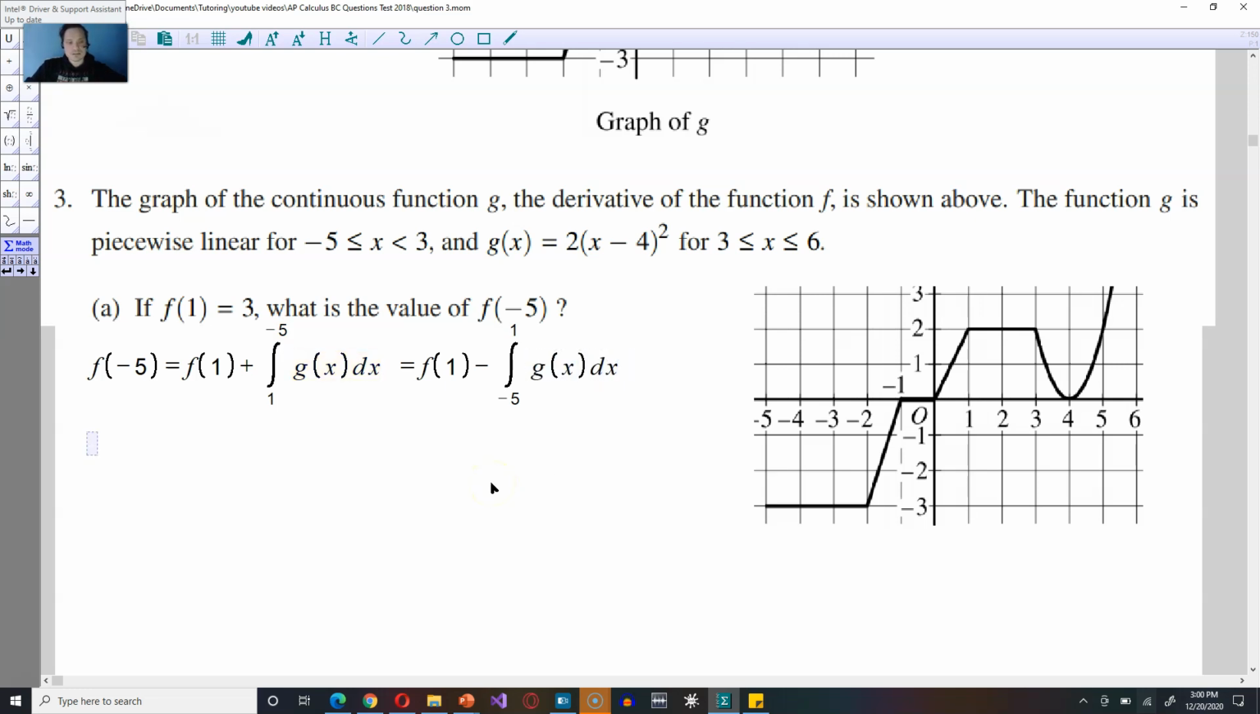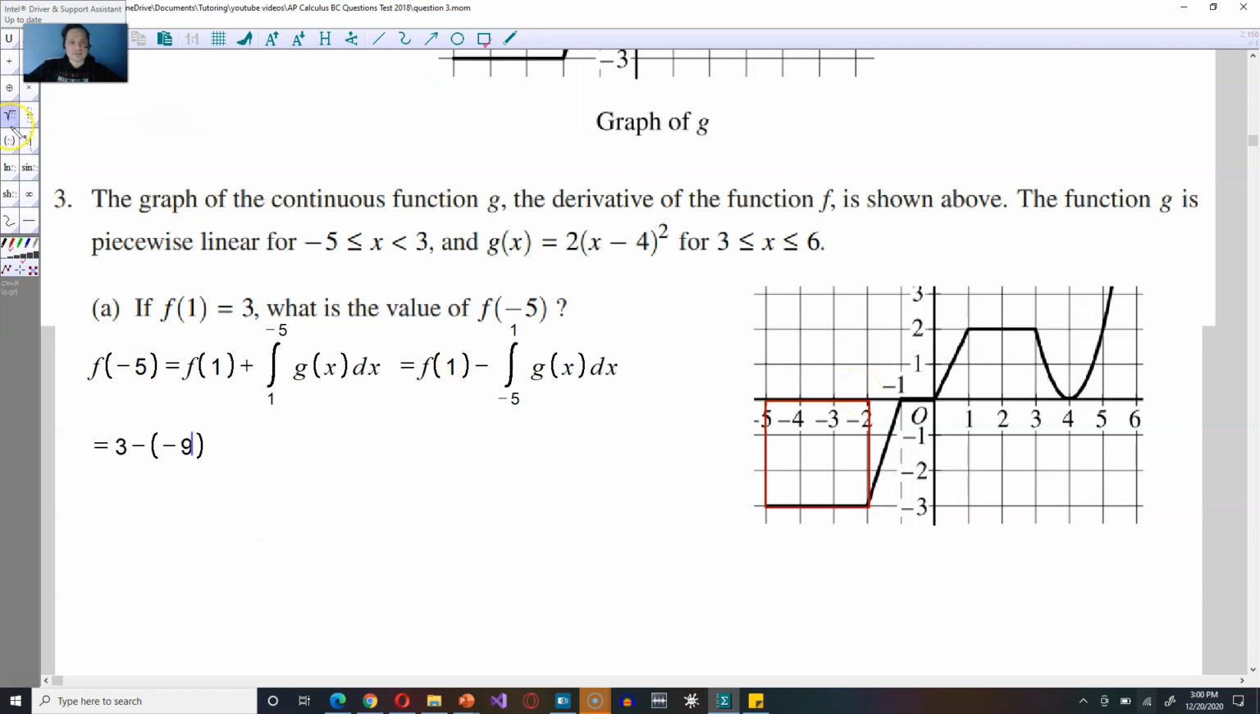This can be done pretty easily. We're told f of 1 is already 3, right? Then you're going to subtract, and you have to evaluate this integral between -5 and 1. So within parentheses, look at the picture here. This area right here, that's -9 because it's 3 down and then 3 across. So when you multiply, you get -9.